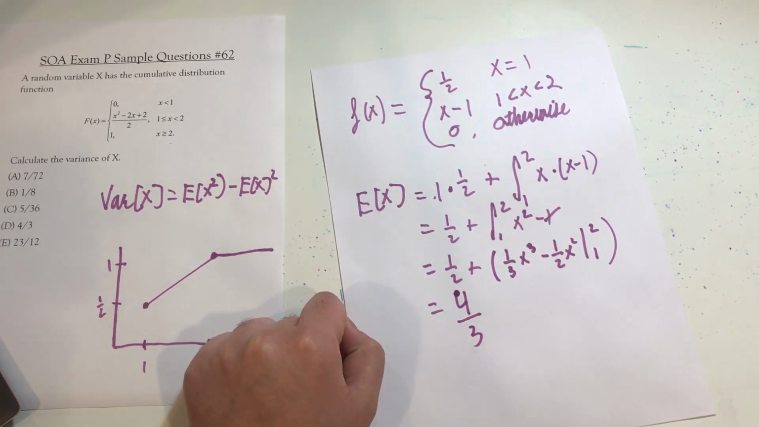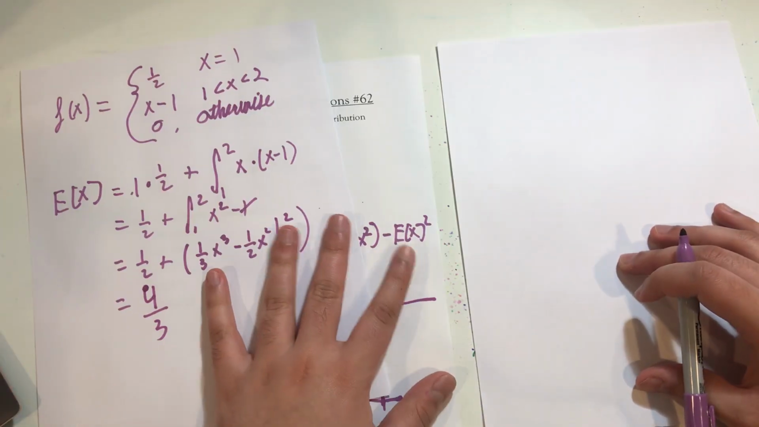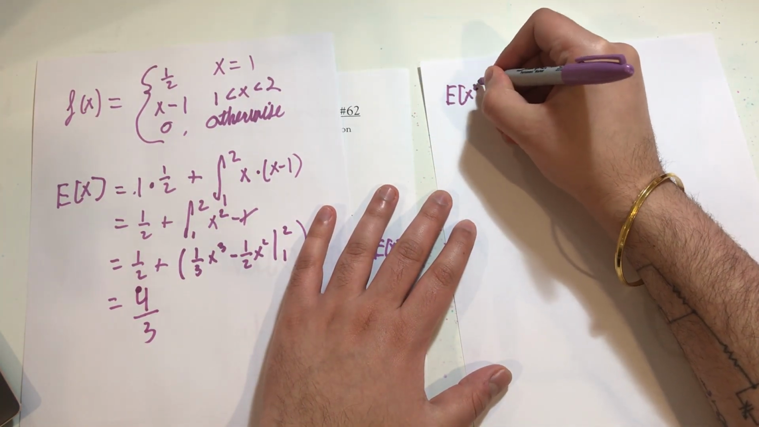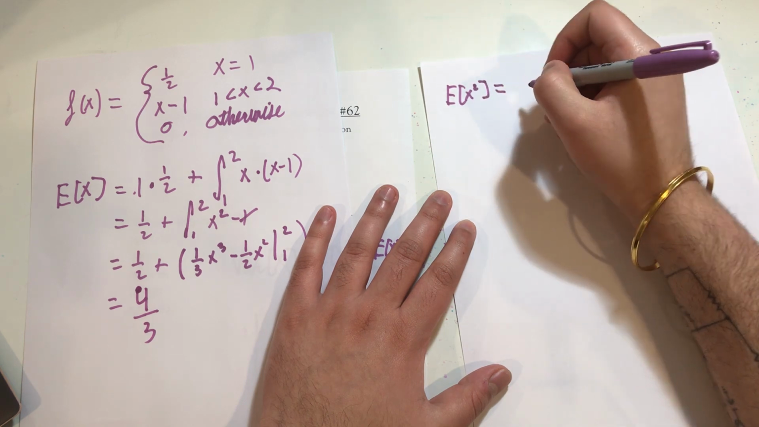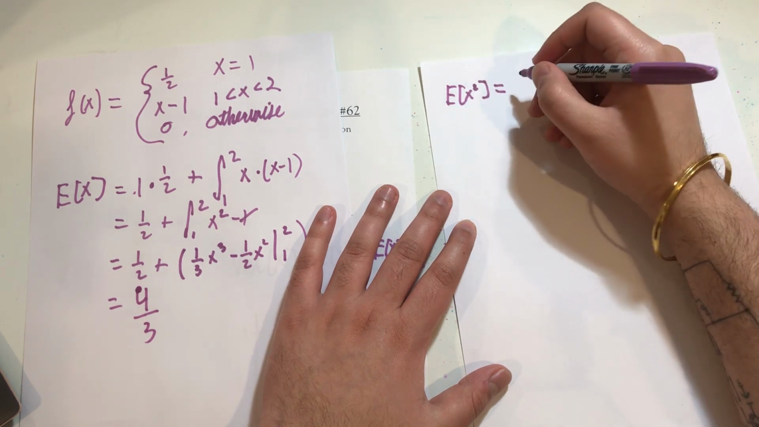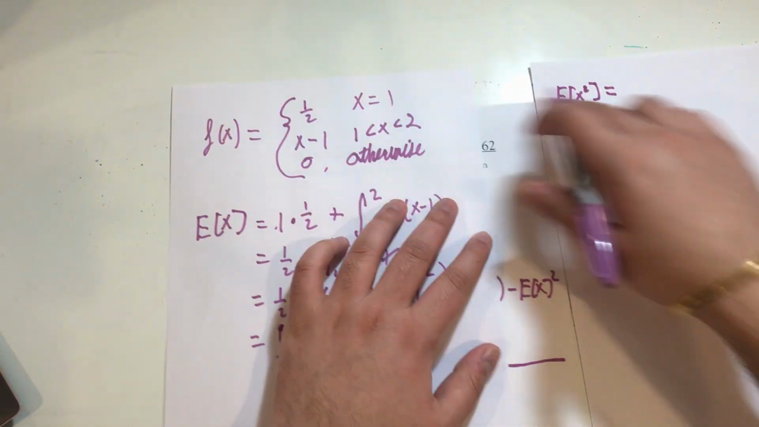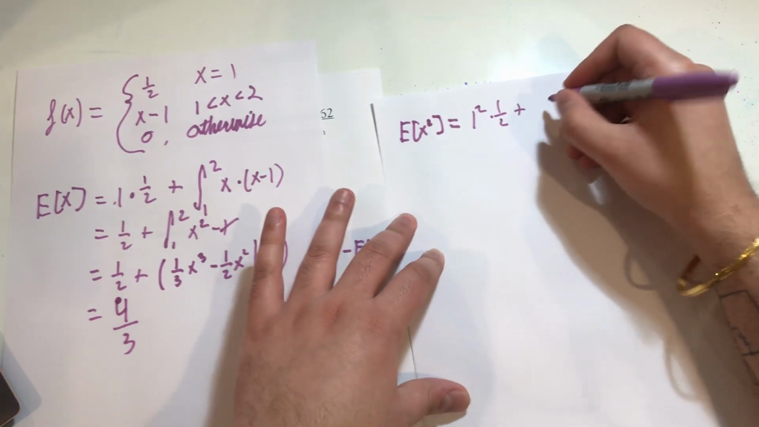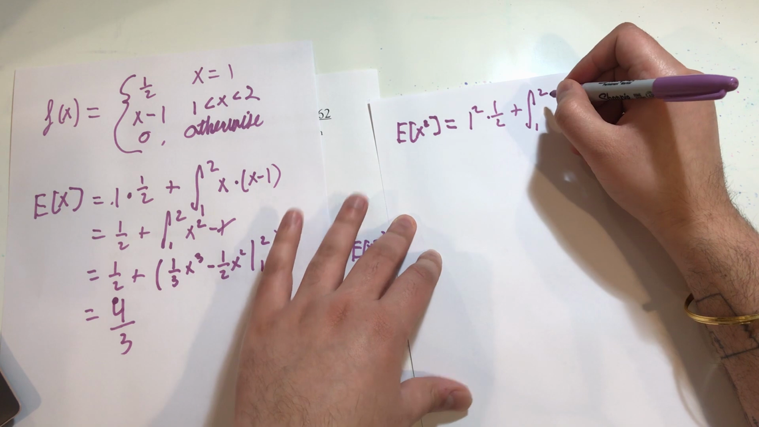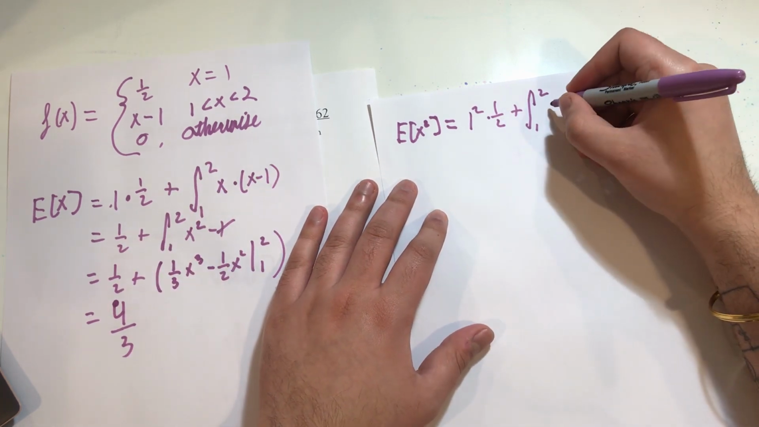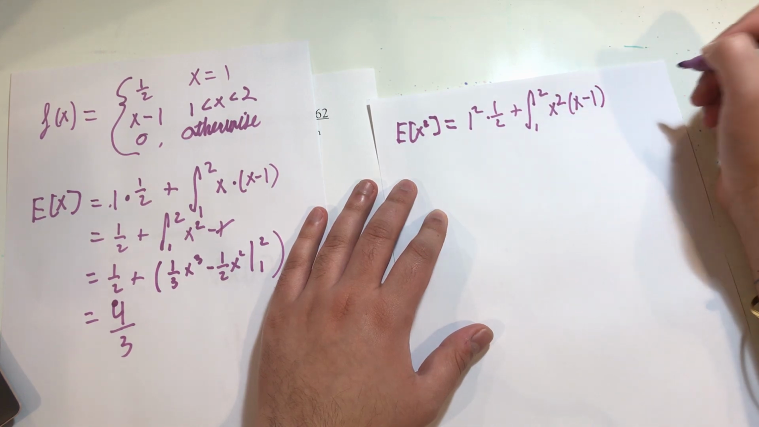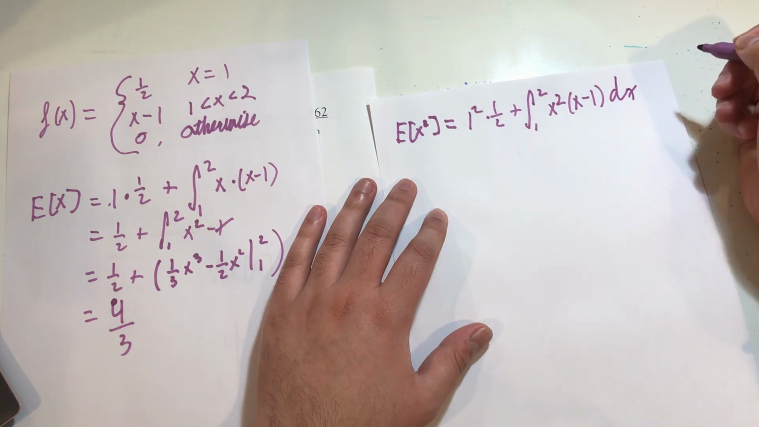What else do we need now? The expected value of x squared. And that's going to largely follow the same thing we did here. So the expected value of x squared should be equal to the actual value. So for this portion of our function, it's simply 1 squared multiplied by 1/2 plus, integrating again from 1 to 2, the bounds were given, x squared multiplied by x minus 1. And obviously dx. I keep forgetting to put that on there.